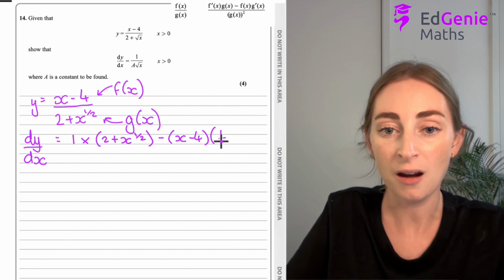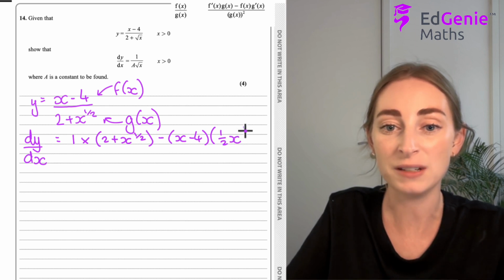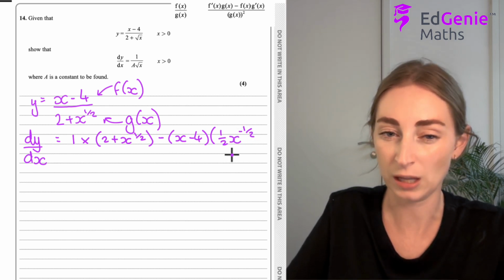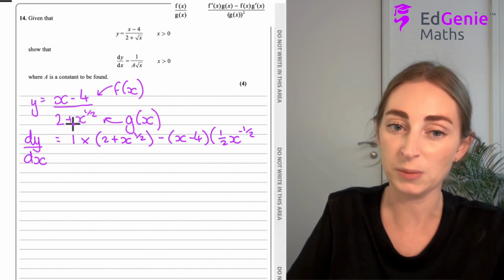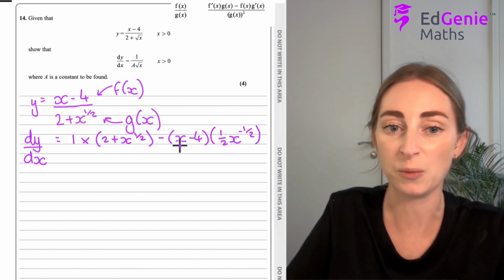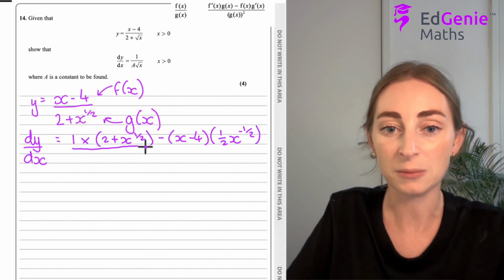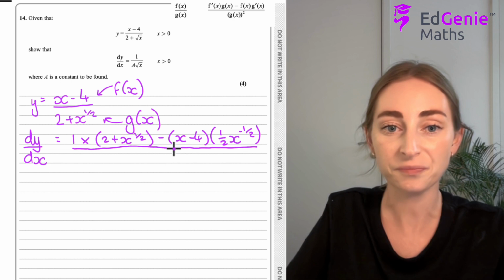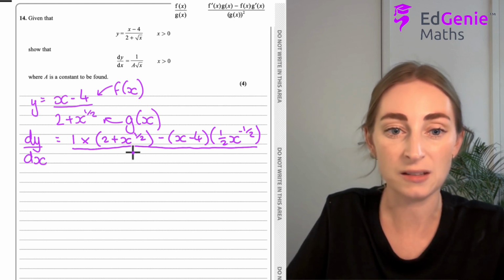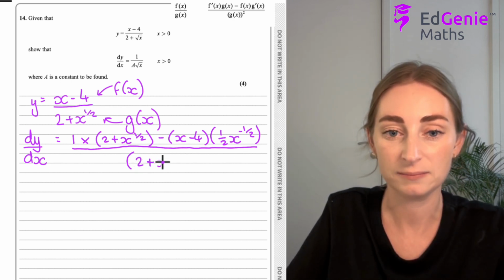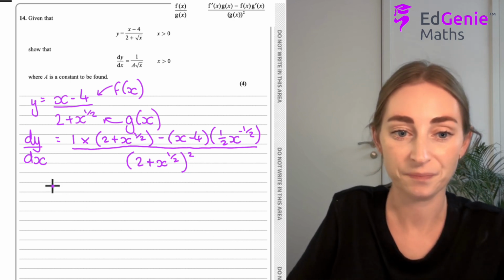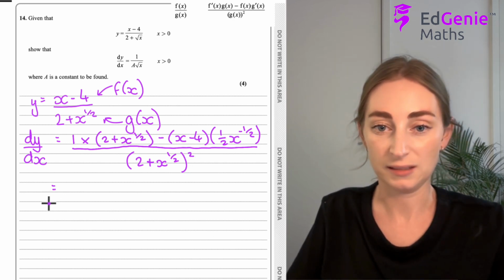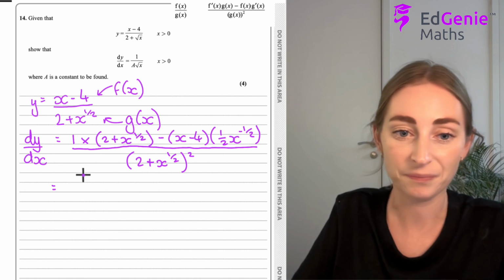It's going to be a half x to the power of negative a half. Okay, can you see that? Because you times by the power, reduce the power by 1. And that's going to be all over the denominator squared. Like that. Right, let's multiply some things out.